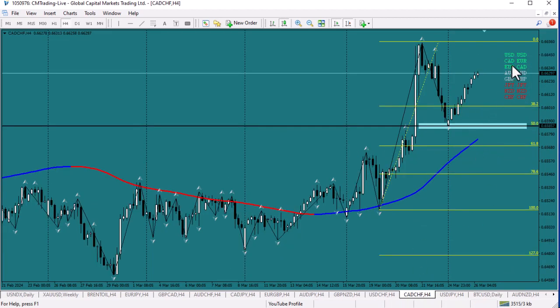CAD Swiss, CAD green zone, Swiss red zone. You can see it's very nicely positioned there. Yet again, I want to be long here, but I'm not going to take a long up there, because then you have to have a stop loss down here. It's not going to work for me.